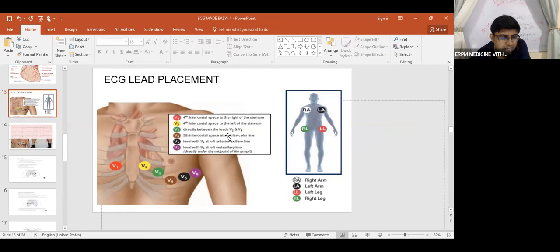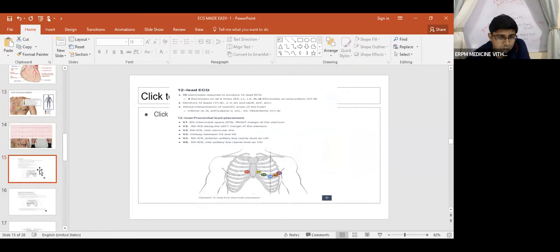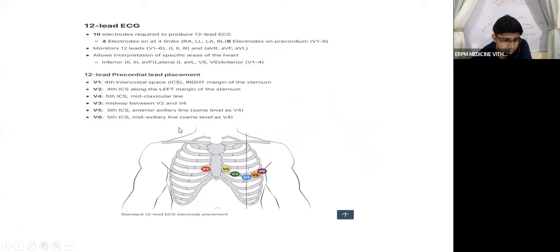So all together, how many electrodes are we putting? 10. Remember, good. All together, we are putting 10 electrodes. Understood, guys? So my message to you at this point, look at me.